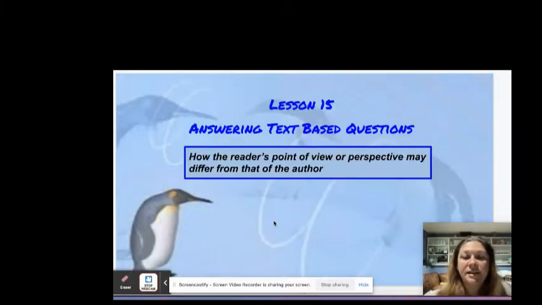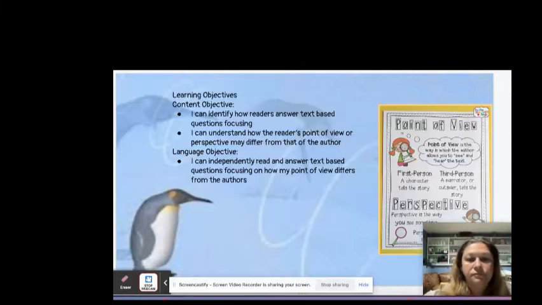So today's lesson is answering text-based questions, how the reader's point of view or perspectives may differ from that of the author. All right, the content objective is: I can identify how readers answer text-based questions. I can understand how the reader's point of view or perspective may differ from that of the author. I can independently read and answer text-based questions focusing on how points of view differ from the author's.